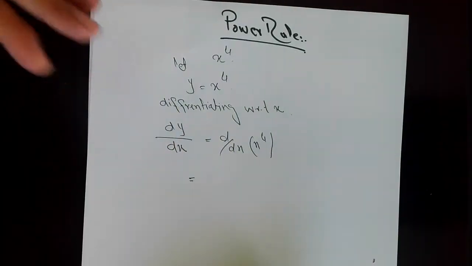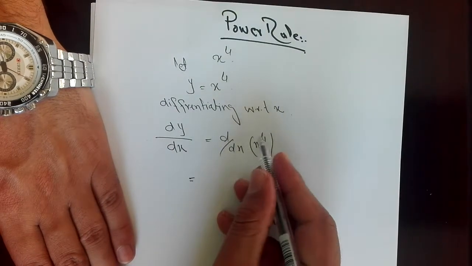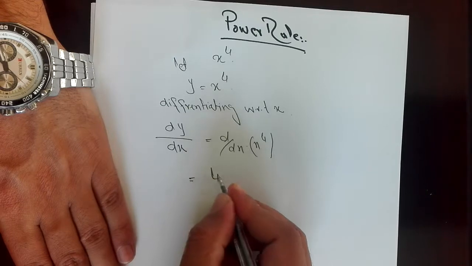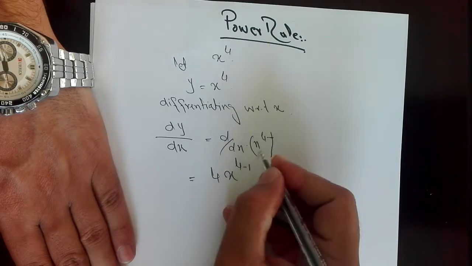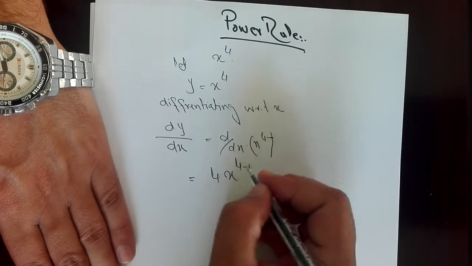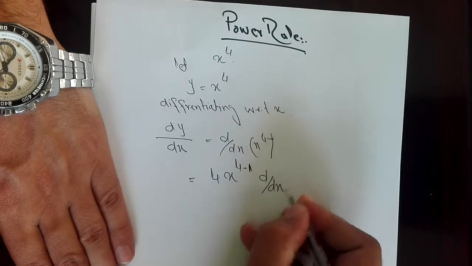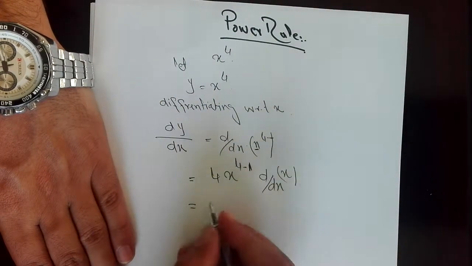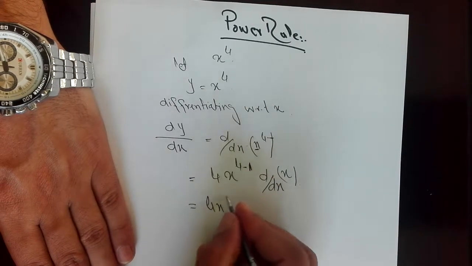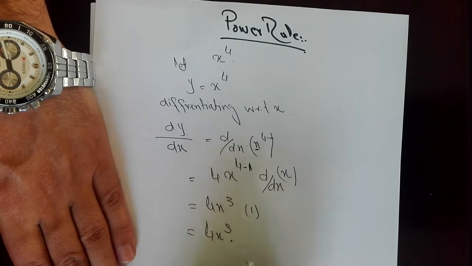As I told you in the previous lecture, in the power rule the power will come over here and multiply, 4, and we will reduce one power from the original power. The original power was 4, so I reduce 1 from that, minus 1. So 4, and inside, the derivative of x, dx over dx, is equal to 1. So it will be 4x, and 4 minus 1 is 3. So the answer is 4x power 3.